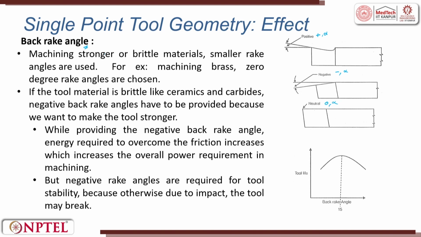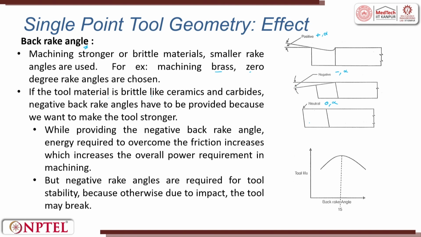So, when machining strong or brittle materials, smaller rake angles are used. That means, to say, positive. For brass and other such materials, we try to choose a zero or positive rake angle. If the tool material is brittle, like ceramic and carbide, a negative rake angle is used.